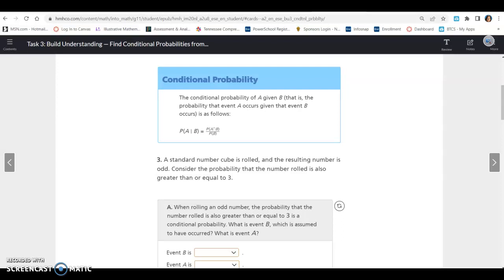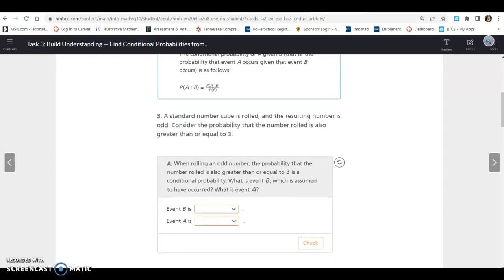So here's the formula for conditional probability. The conditional probability of A given B, that is the probability that event A occurs given that event B occurs, is as follows. The probability of A given B equals the probability of A intersect B over the probability of B.